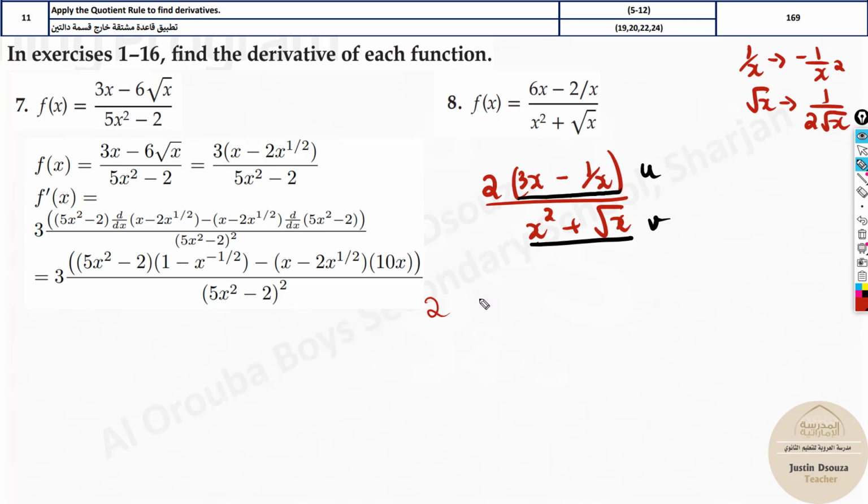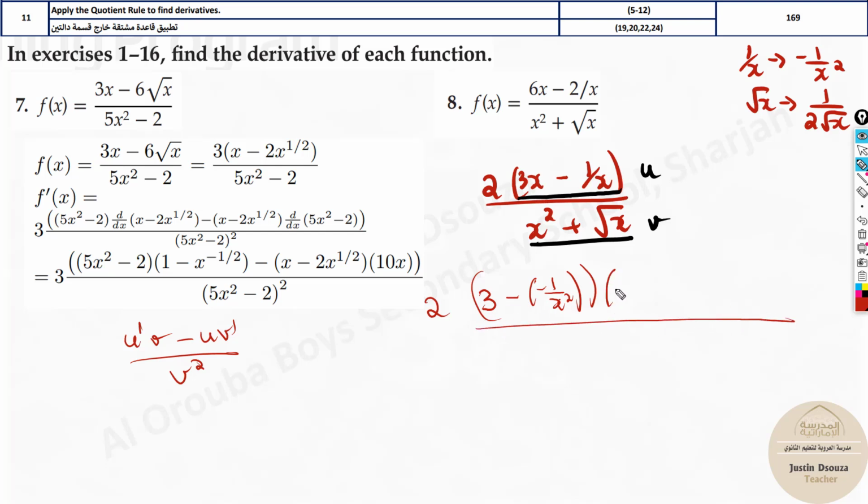Now what happens is it is u dash, so 3, because you solve this, minus times minus 1 by x squared. What happened? I just derived this term and this term separately. That's the derivation. Okay, I will write the formula once again. It's u dash v minus uv dash divided by v squared. I just did u dash now. Okay, and then write the next term, v term as it is. It's x squared plus root x.